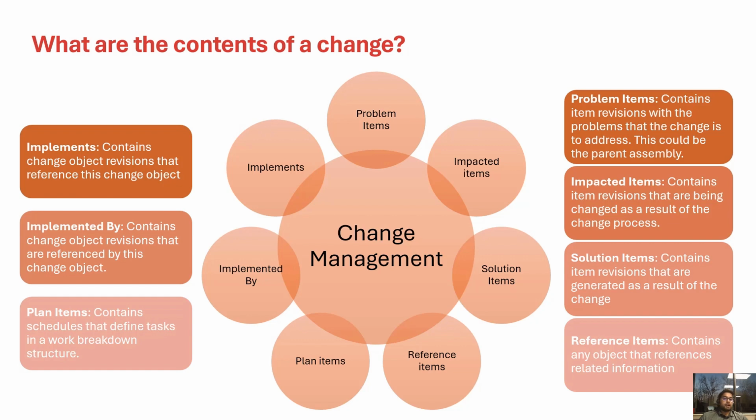Next, we have the implemented by relation. This contains the change object revisions that are referenced by this change object. For example, a problem report is implemented by a change request, and a change request is implemented by a change notice. So this will contain all that information. Next, we have the implements relation. This is a similar relation, but a little different from implemented by. For example, a change request implements a problem report. A change notice implements a change request. So this is vice versa of implemented by.